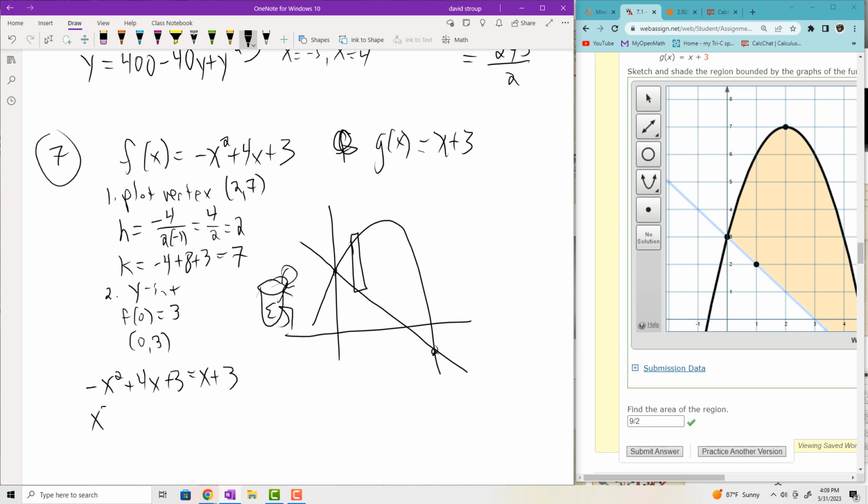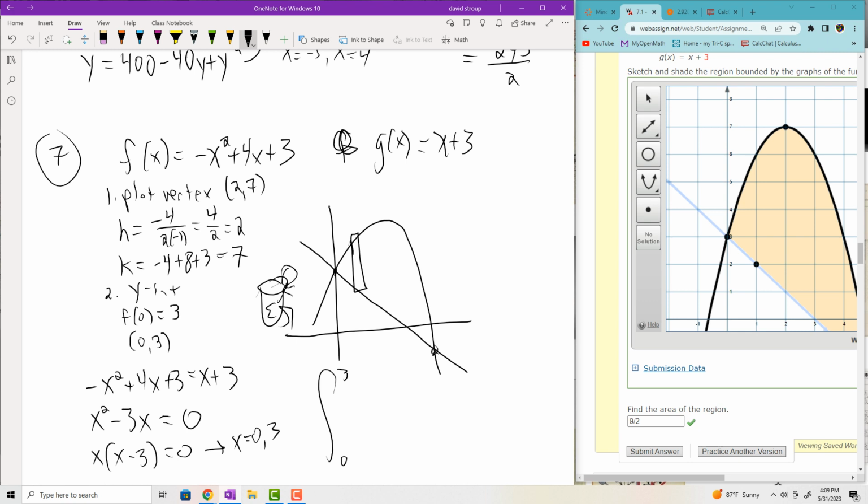Okay. So I'll have x squared, moving that over there, and then minus 4x plus 1 is minus 3x. Oh, well, that was nice of them. So you can factor that, and you get x is 0 and 3. Those will be your limits on your integral.